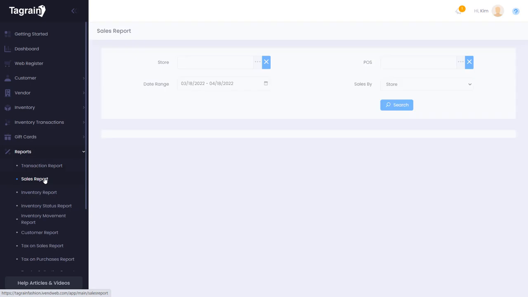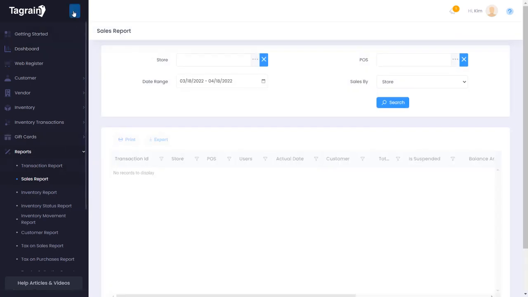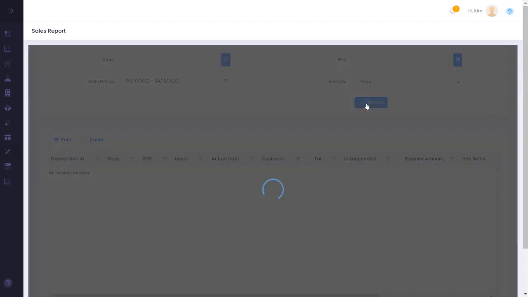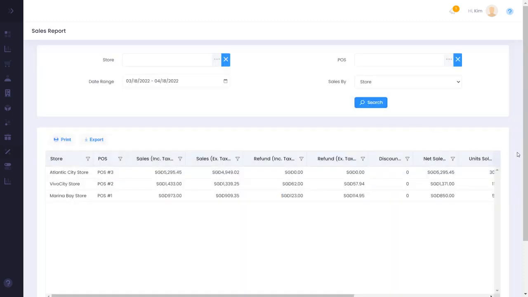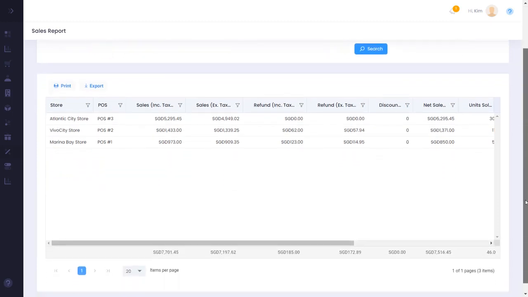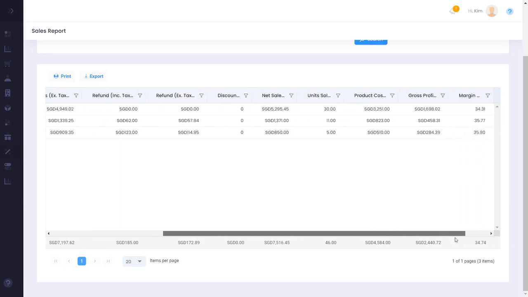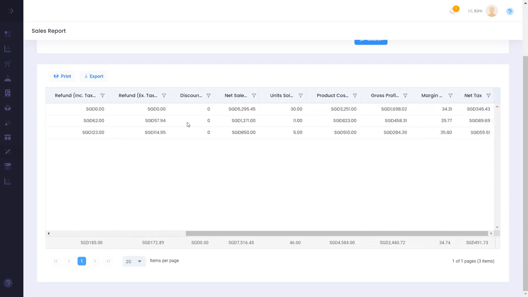Sales report. The most important report for any business, the sales report in Tagrain generates sales-related information by store, by product group, by customer group, or by a cashier. When executed by store, the report gives the sales overview like sales including tax, excluding tax, refunds, discounts, units sold, gross profit, margin percentage, and net tax.